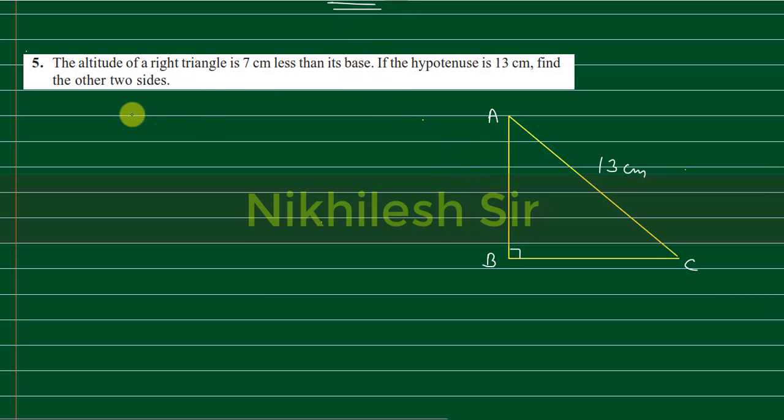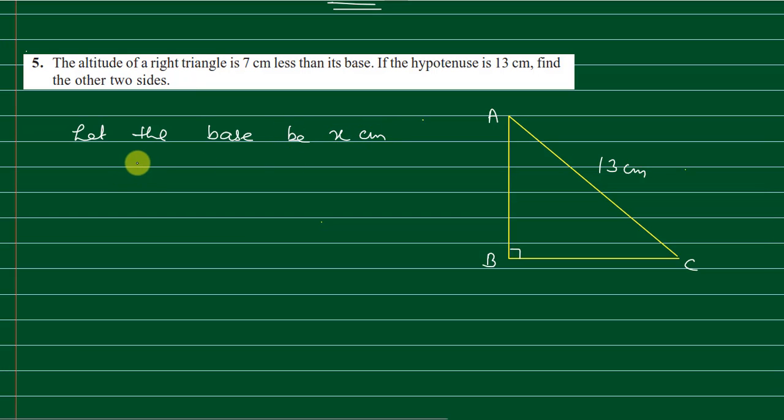So we'll assume base. Let the base be x centimeter, then altitude would be 7 less, that is x minus 7. We cannot assume 7 minus x, 7 less than x, and hypotenuse is already 13 centimeter. So it's clearly a question of Pythagoras theorem.